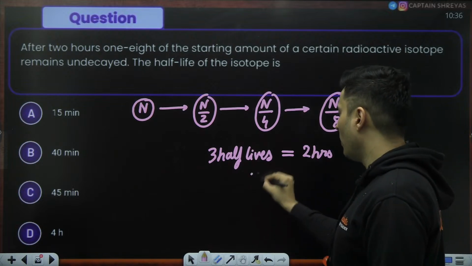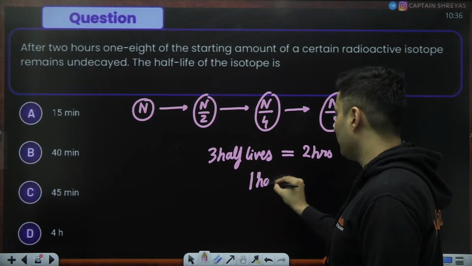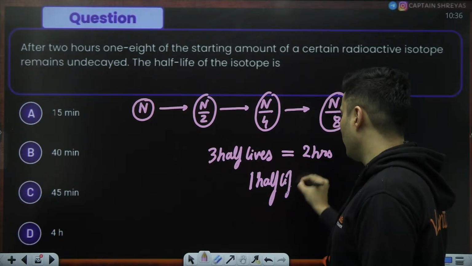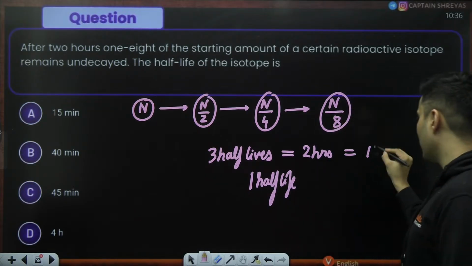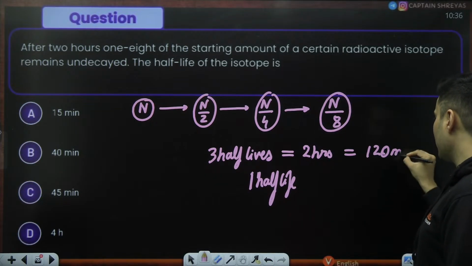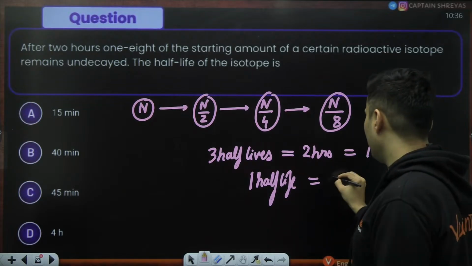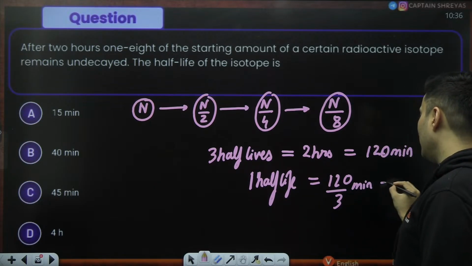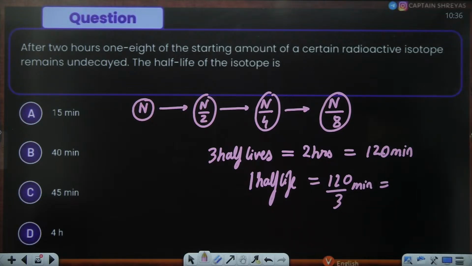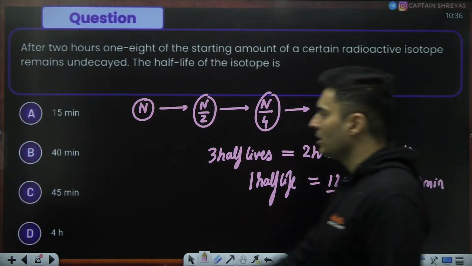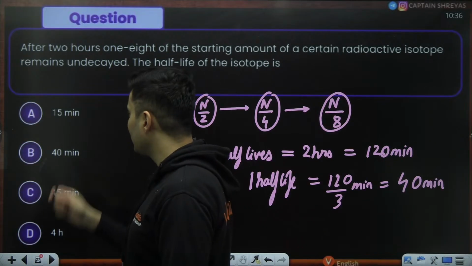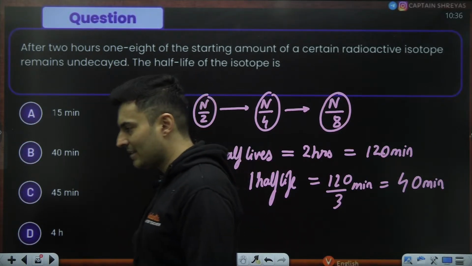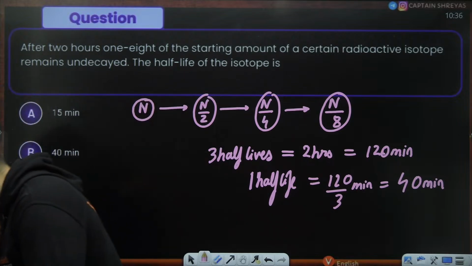So one half life will be how much? 2 hours is 120 minutes. So one half life will be 120 by 3, my dear students, isn't it? So it will be 40 minutes. So the answer for this particular question will be B, 40 minutes. That is the half life. As simple as that. Okay.